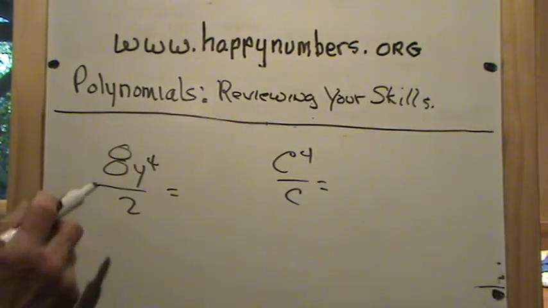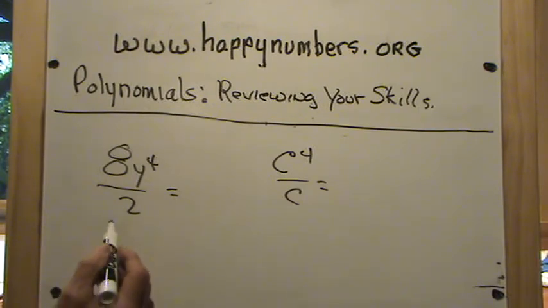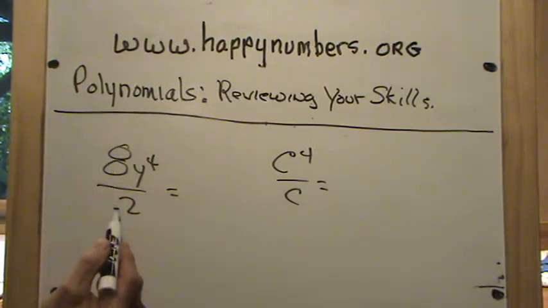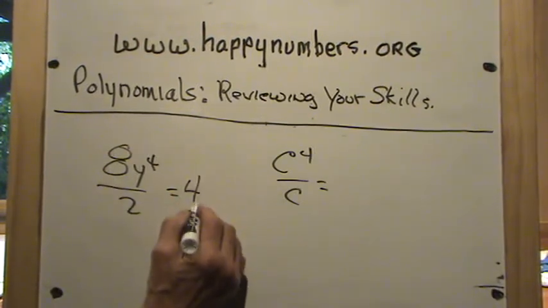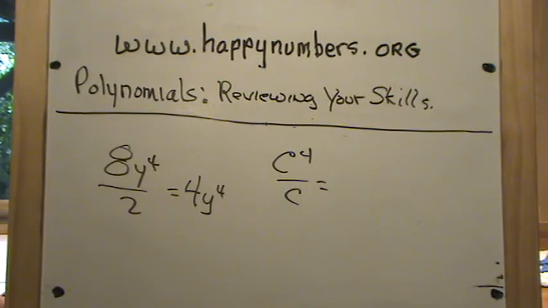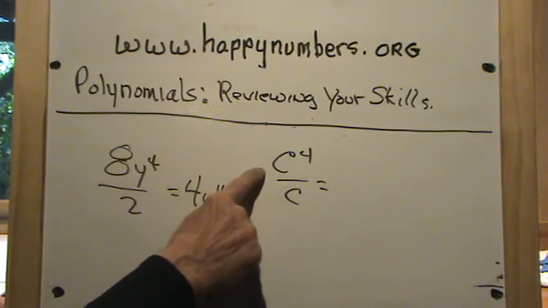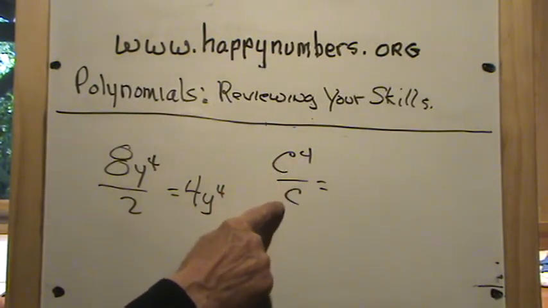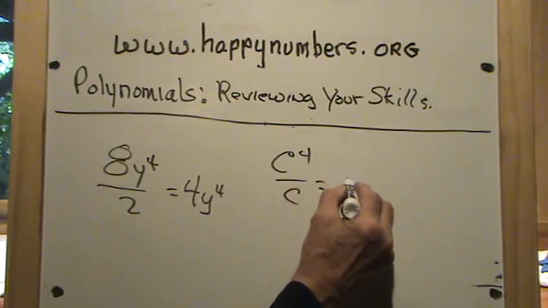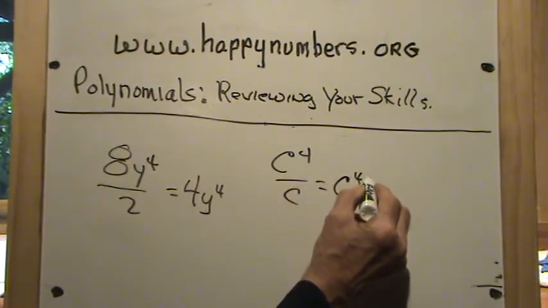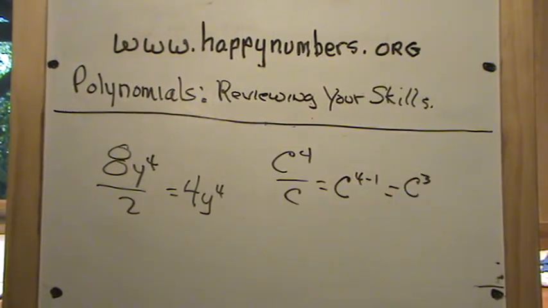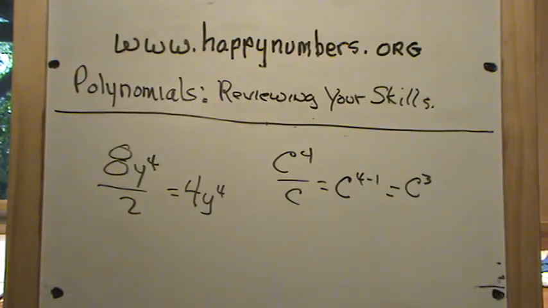Okay, here we go. Well, we have no variable down here, so we just deal with the coefficient. 2 goes into 8 4 times, and the y fourth remains the same. Here we have c to the fourth divided by c, and this is c to the first, obviously. So this would be c to the fourth minus 1, which would be c to the third, or c cubed.